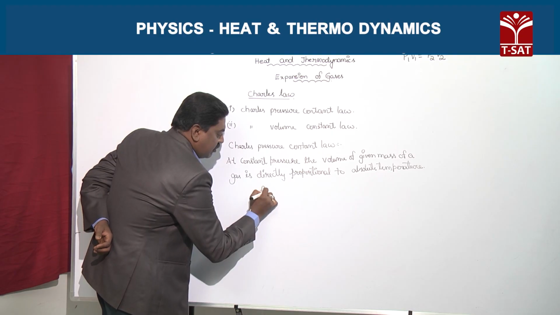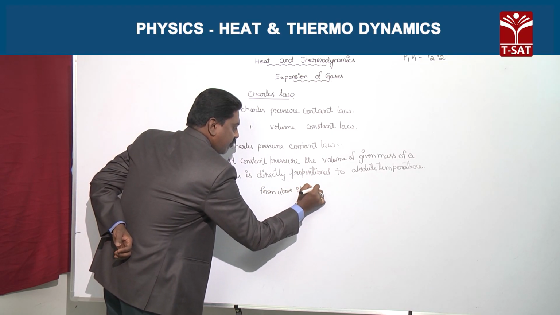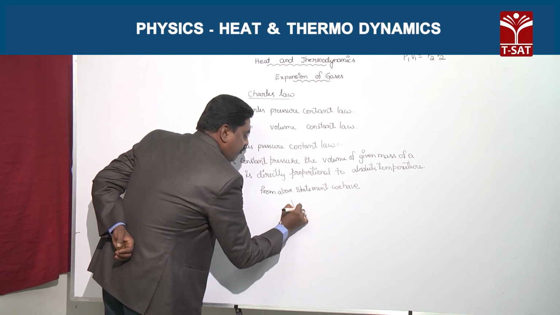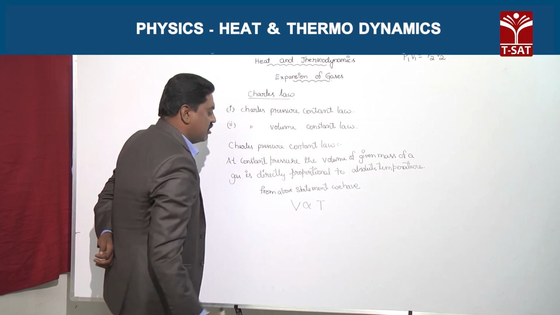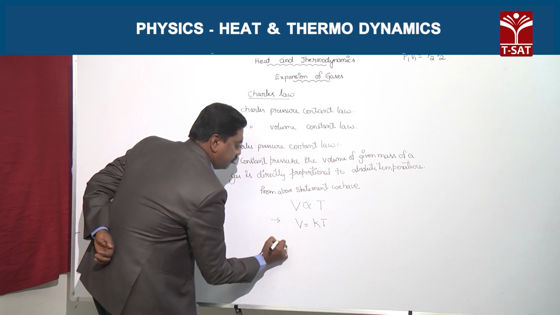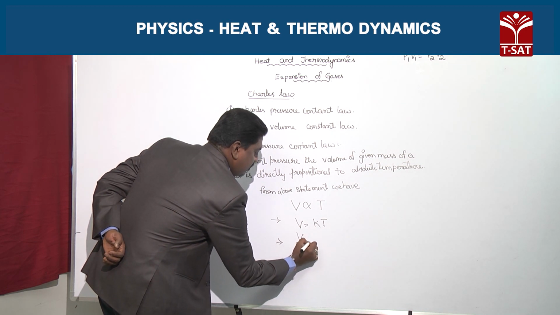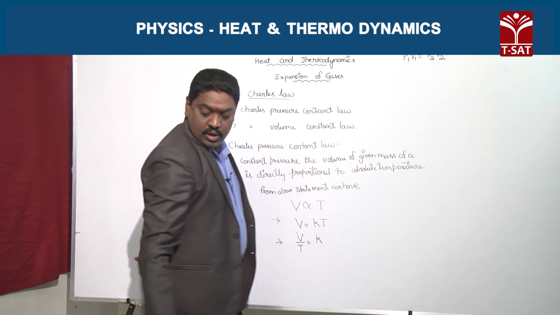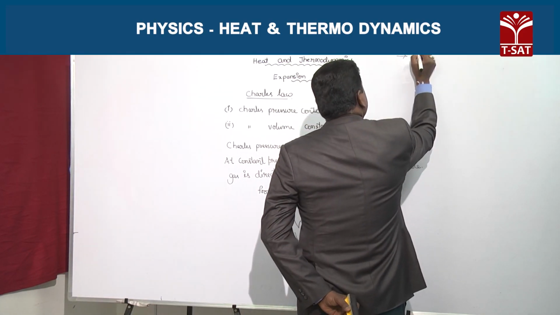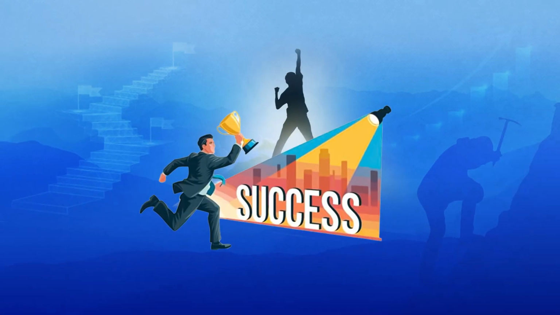From the above statement, we have V directly proportional to capital T, from which we can have V equals KT, and V by T equals constant, which implies V1 by T1 equals V2 by T2.